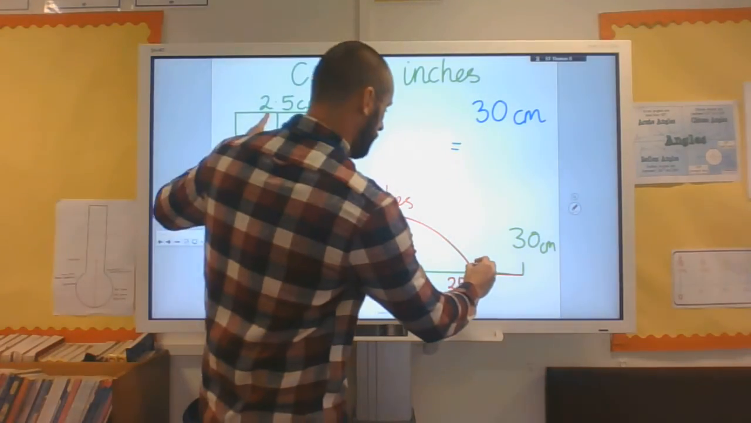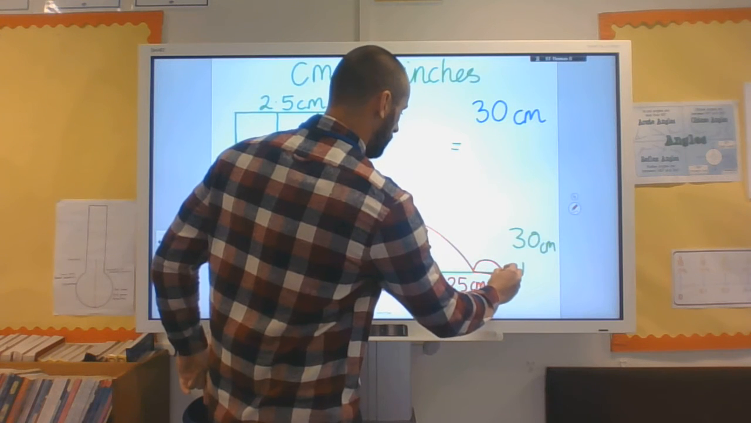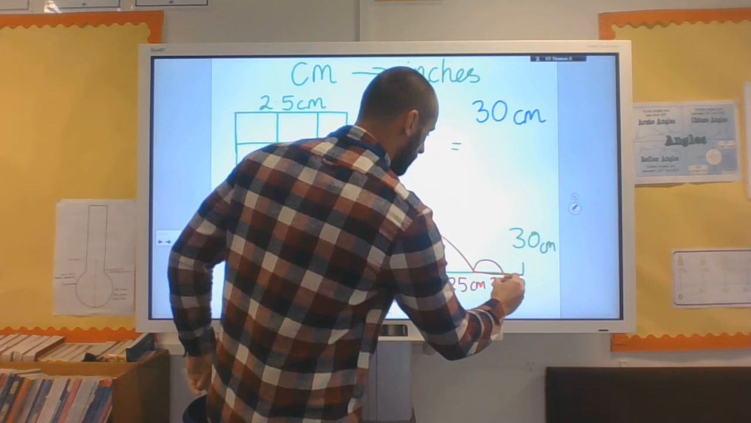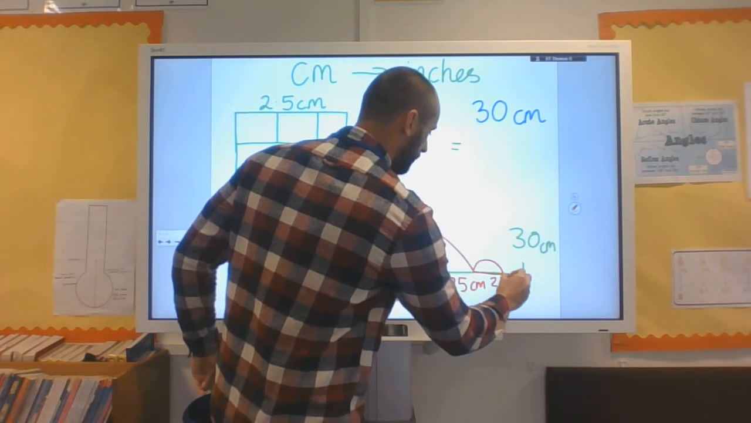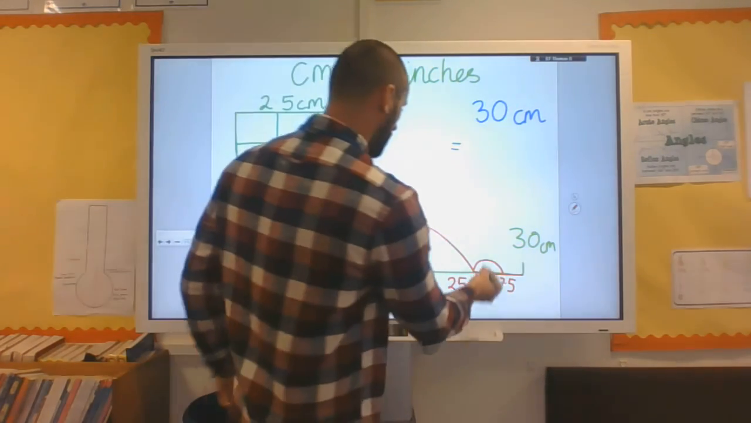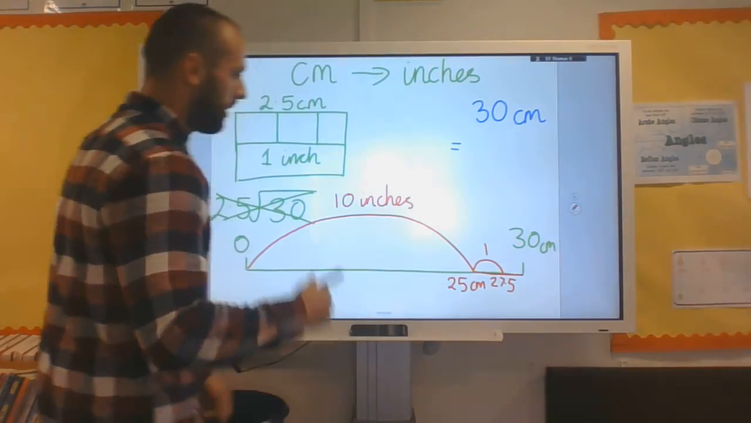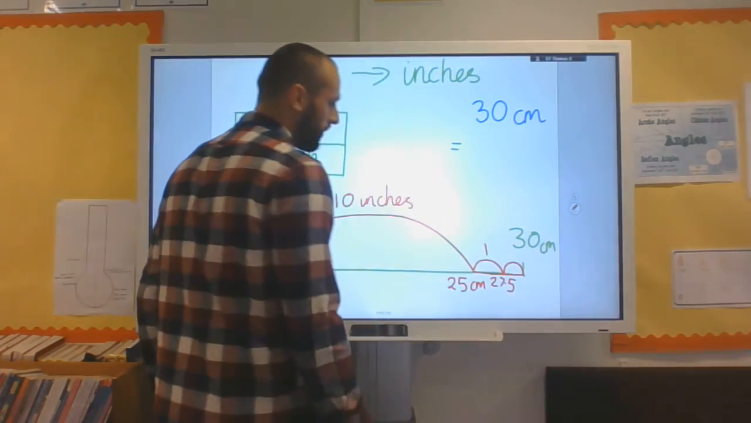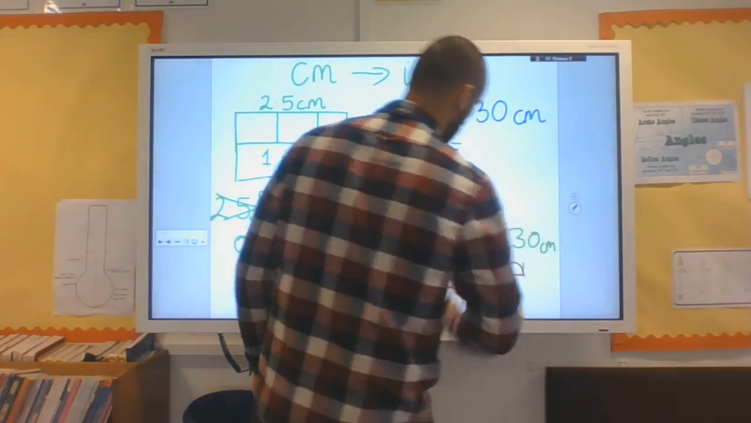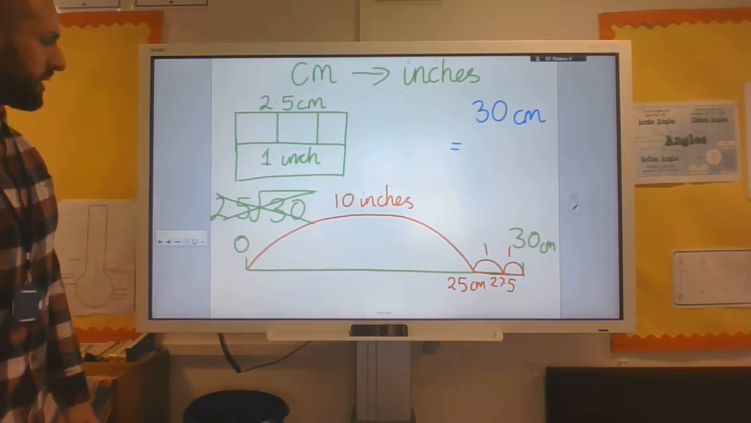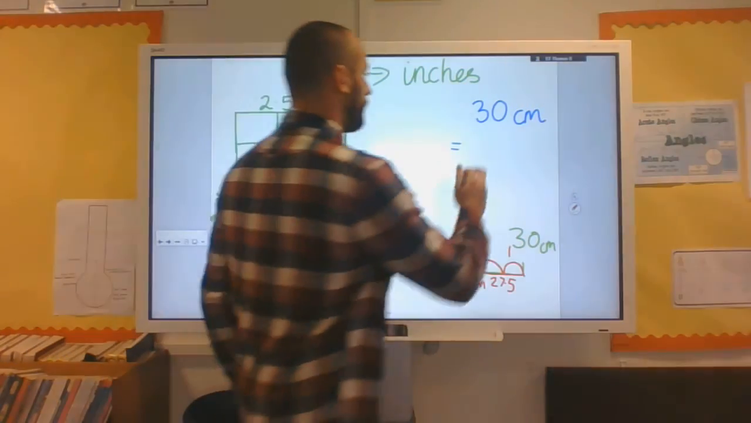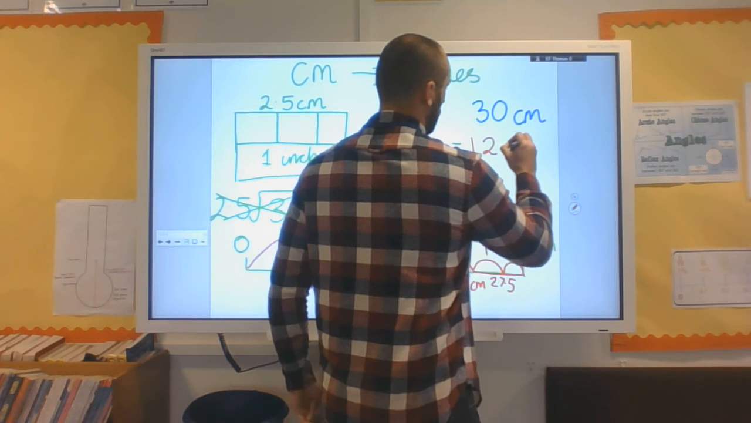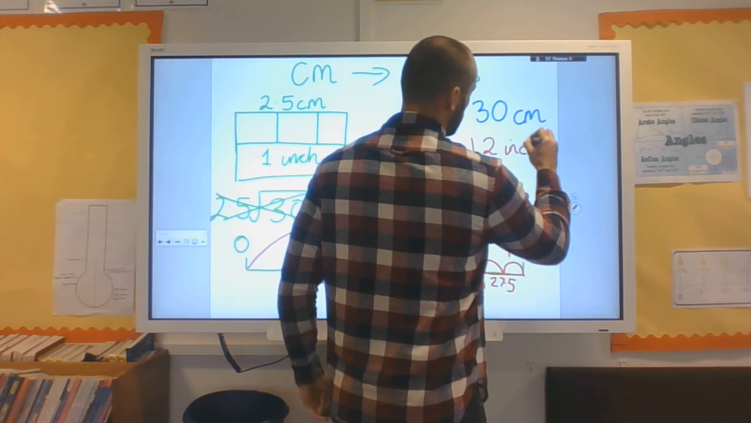Well, 2.5 more takes me to 27.5. Okay, so that's 1 more inch. And then another inch is another 2.5, gets me to the magic 30 there. So I can say there are 12 inches in 30 centimetres.